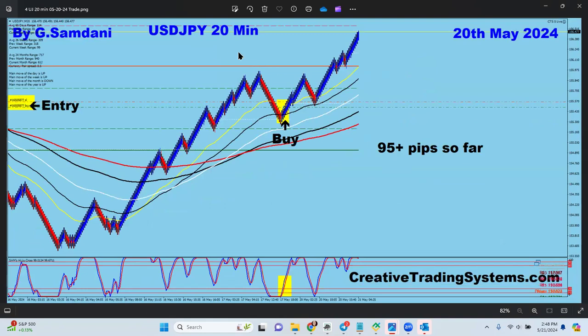This is from the 20-minute chart. So look, the small distance, but more pippage, because it's a bigger chart, the 20-minute chart. This is also from the CTS5 EA, taken by the EA. Both EAs are working fine, beautiful.